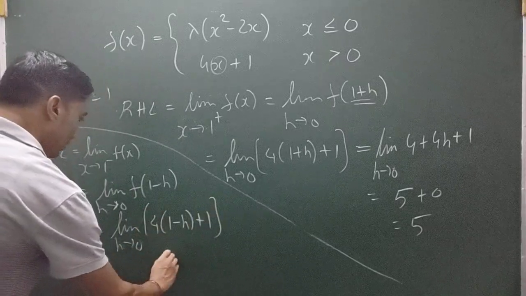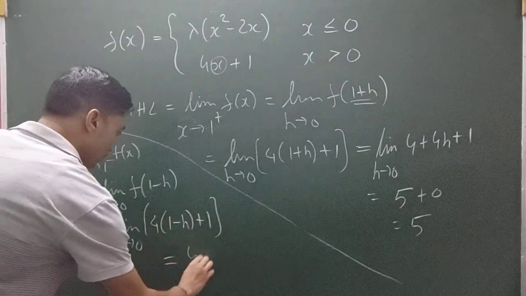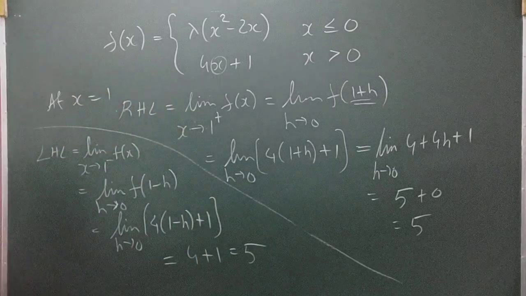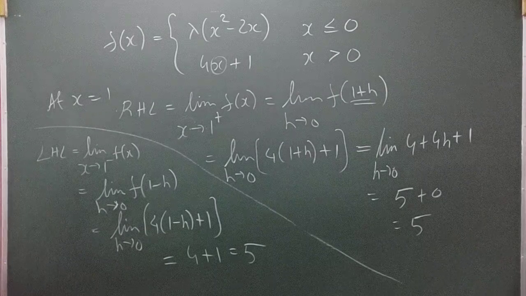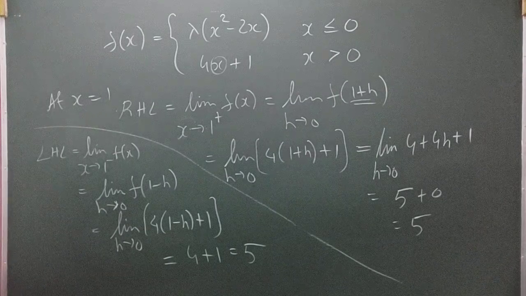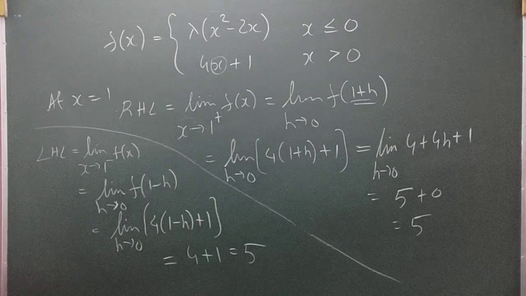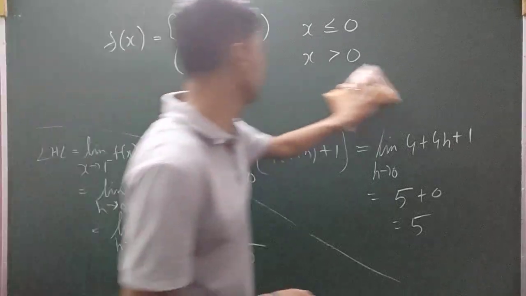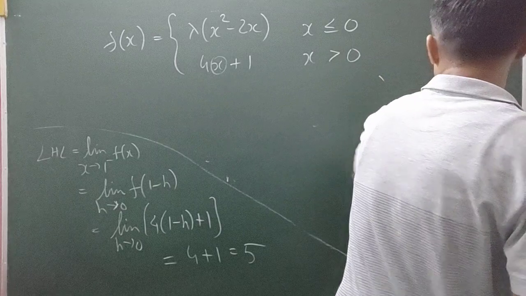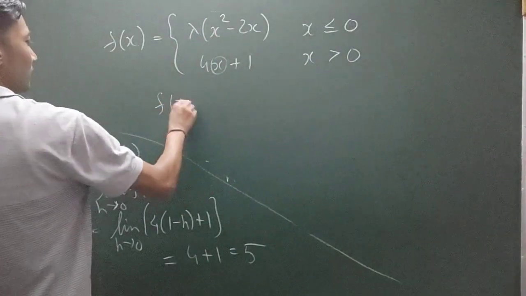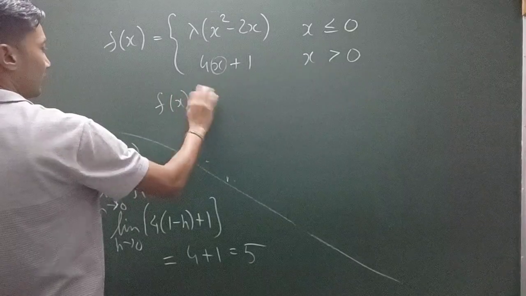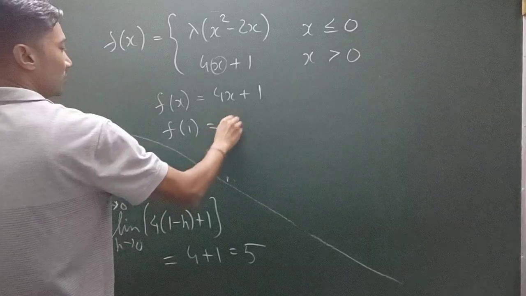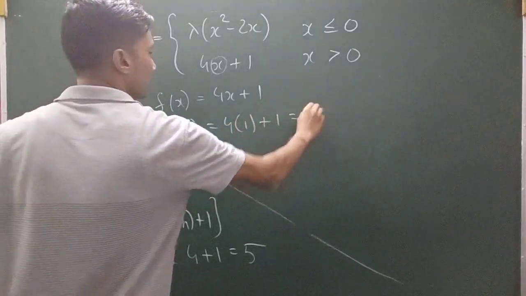So this time I'm going to do it directly. Limit as h tends to 0 of 4 − 4h, that is 0, plus 1, that is equal to how much? 5 here also. Alright, fine, so that part is done. Now at x equal to 1, our function f(x) for x greater than 0 is 4x + 1. So at x equal to 1 it will be 4 into 1 plus 1, that's going to be again 5.